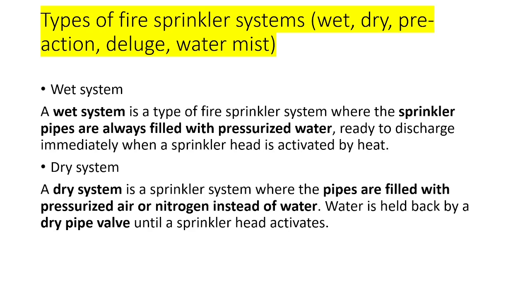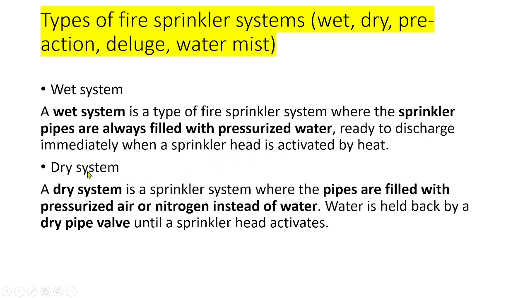Because our course basically consists of fire sprinkler systems, how many types of fire sprinkler systems are there? The first one is the wet system. In all hot areas where the temperature is not below 0 degrees centigrade, the wet system is used. In a wet system, the sprinkler pipes are always filled with pressurized water.